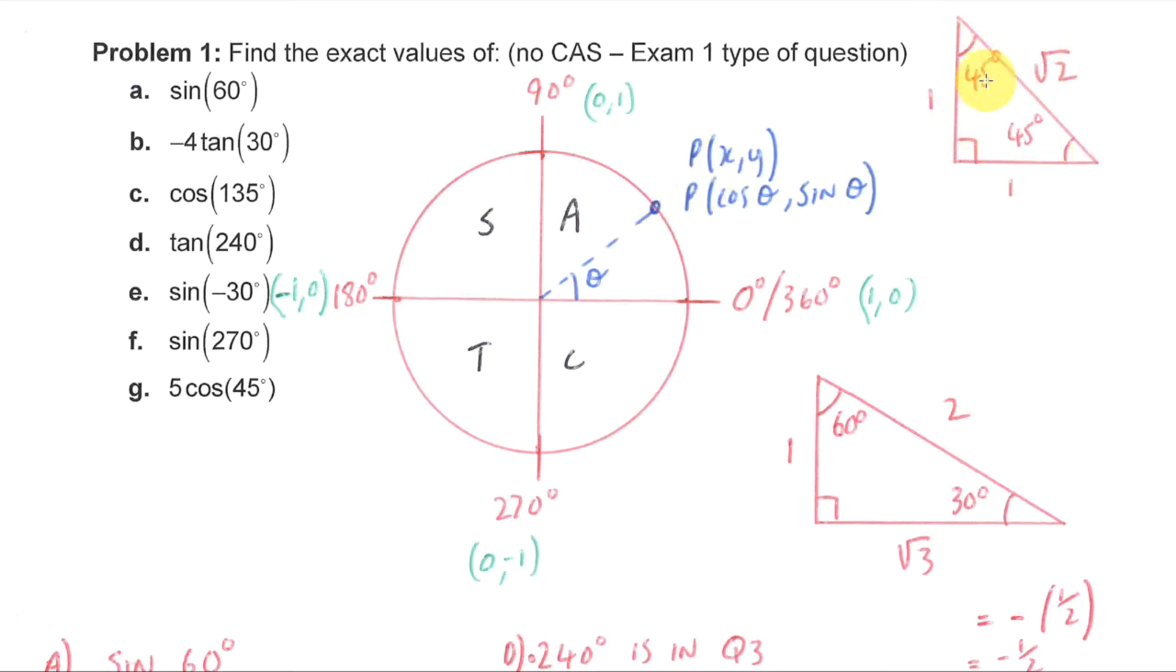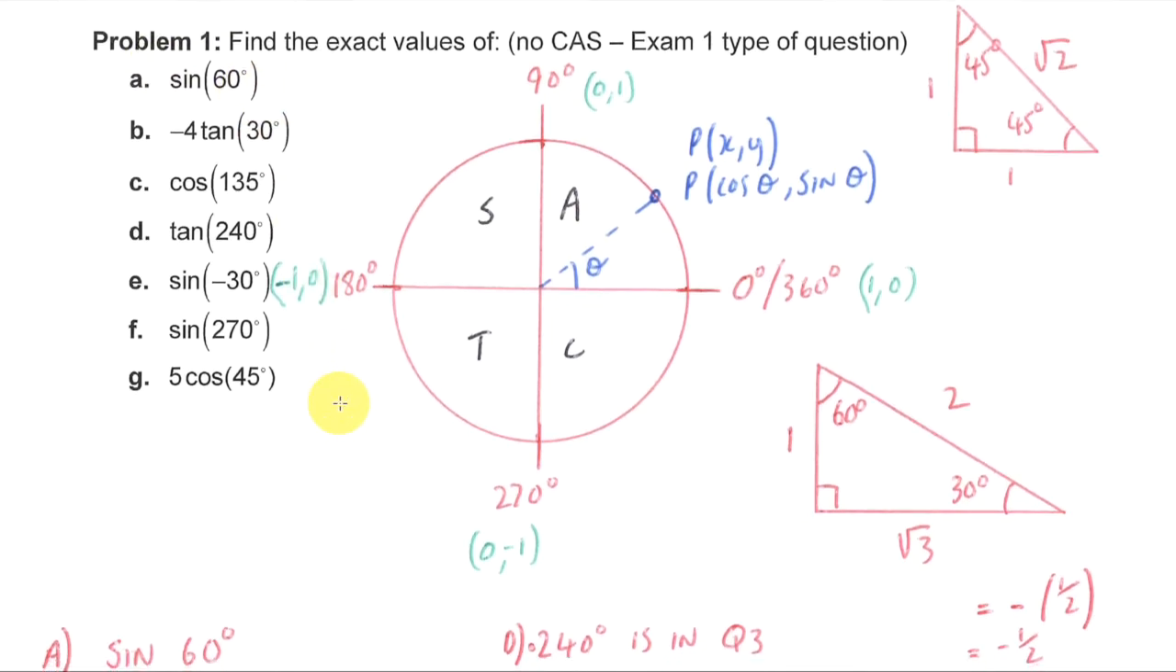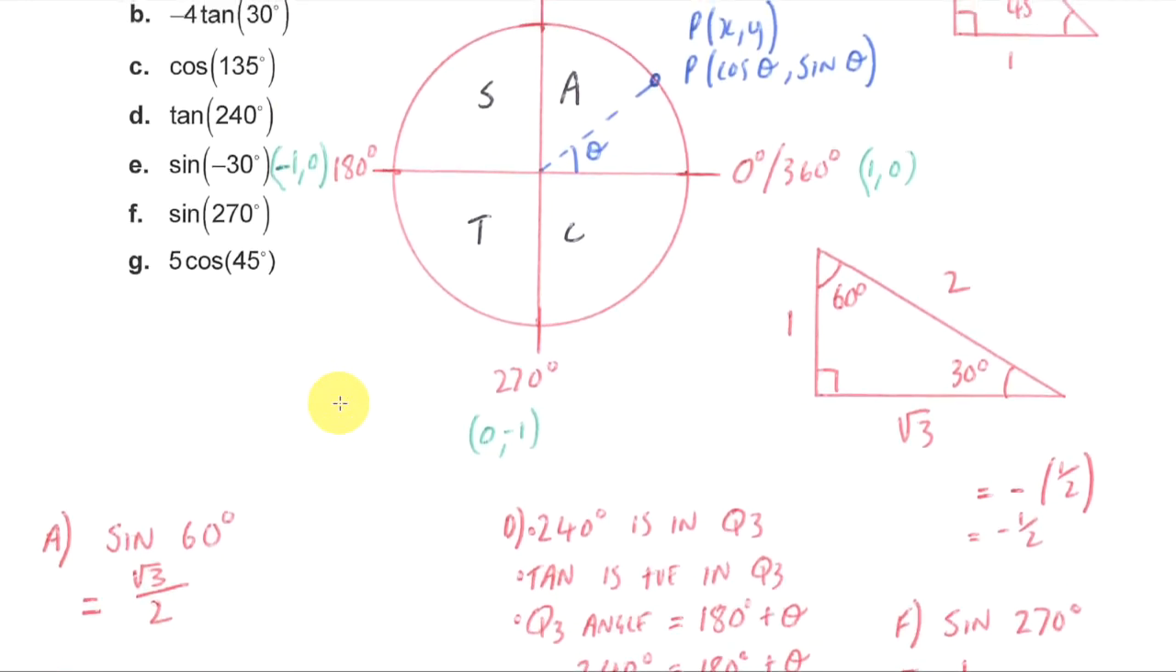I've also reproduced in my notes here the two triangles involving degrees. So sine of 60 degrees. Okay, so let's look at my workings here for sine of 60. Sine of 60 degrees, so I'm going to be making use of this triangle here. There's 60 degrees. Sine is opposite over hypotenuse. So sine of 60 degrees is equal to the square root of 3 over 2, exactly.